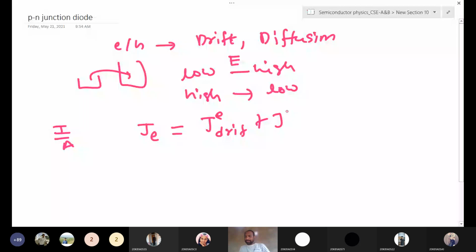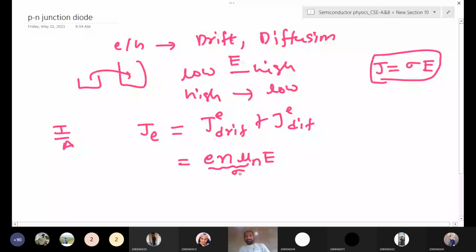If you write these two equations, here e n mu n, mu n is the mobility, n is the charge carrier concentration, and E is the electric field. You can also write Ohm's law in conductors: J is equal to sigma E. This is another form of Ohm's law. Sigma means conductivity.